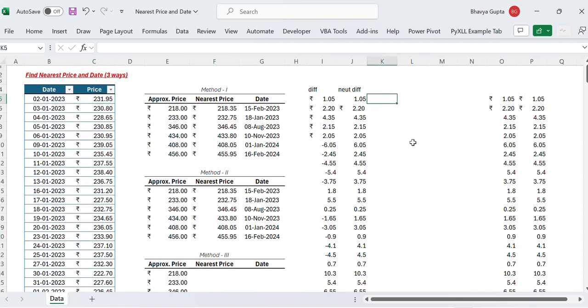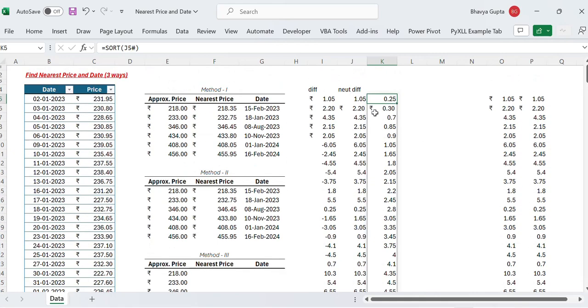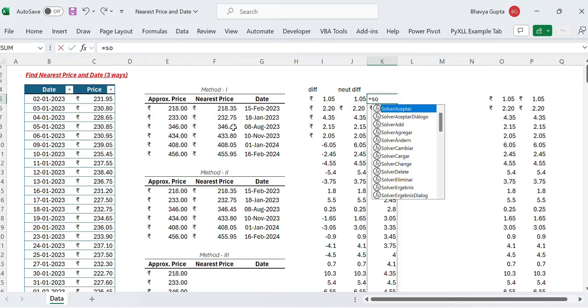If we sort only the differences, we get this in return. So we have 0.25, but we have to return the corresponding price as well. So how can we do that? The SORT function will not work directly here. A better alternative is that we can use the SORTBY function. So what we can do is use the SORTBY function.